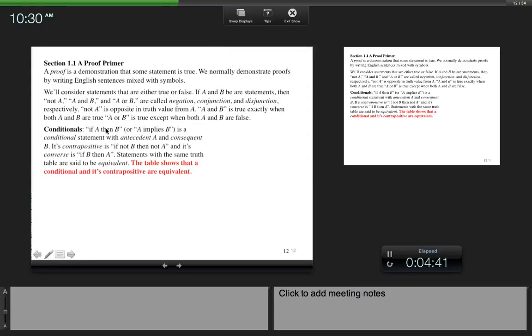The kind of statement that we're going to prove a lot is a conditional statement, which means if A, then B. So if A is true, then B is true. Instead of saying if A then B, you can also say A implies B. This is simply a conditional statement. There are some terms associated with it: A is the antecedent and B is the consequent, or some people say A is the hypothesis and B is the conclusion.